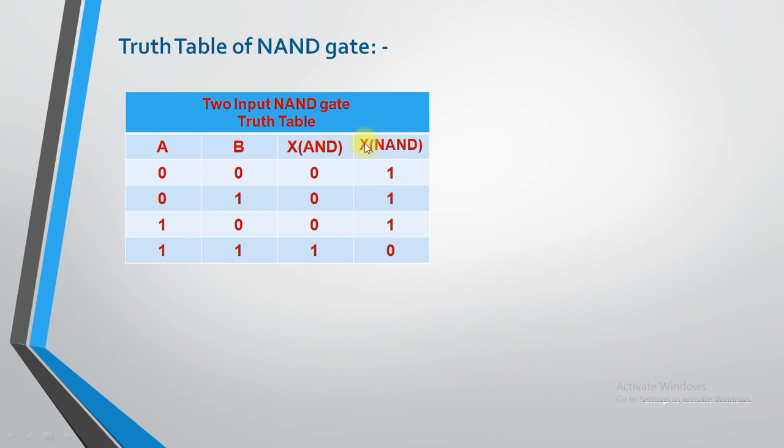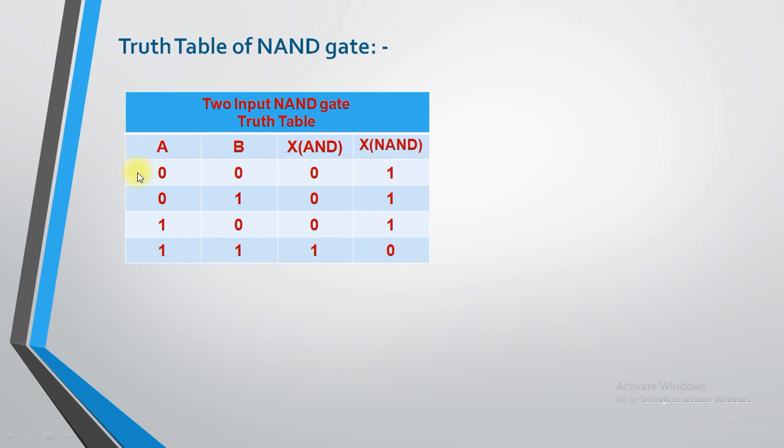Now let me write the X of the NAND gate. NAND gate means not AND. So what I need to do is, whatever the output of AND is, I need to reverse it. So 1, 1, 1 and 0. Now see, if I want to write the point based on this truth table, I can write that if the value of A equals 1 and the value of B equals 1, at that time the value of X equals 0, and in the remaining cases it will be 1.